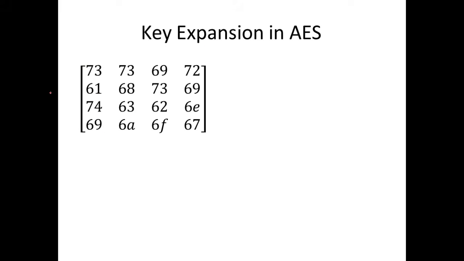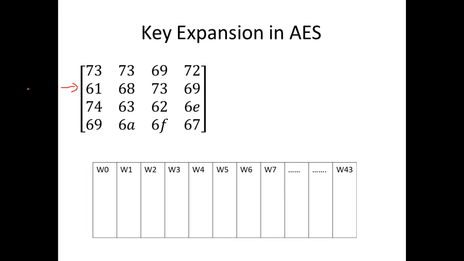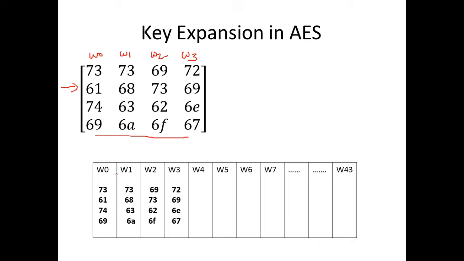So this is the key that we have taken, converted into bytes, and we have represented that as a 4x4 matrix. And from here we have to go and generate all the 43 words. What is known to us is this is W0, this is W1, this is W2, this is W3. So the first 4 words is available to us from the key that we have taken. And using these 4 words, we will generate these 4 words.